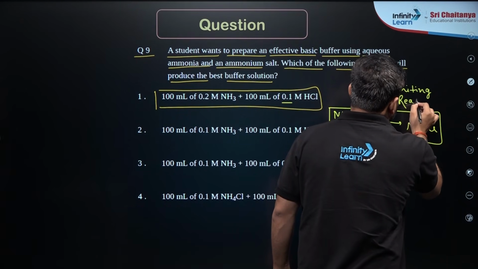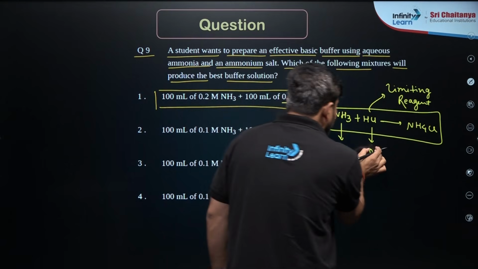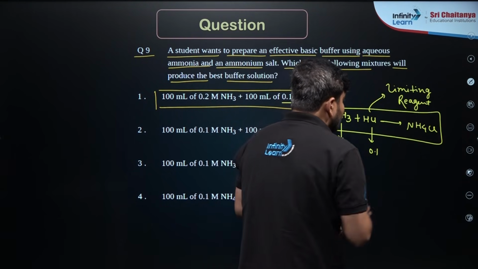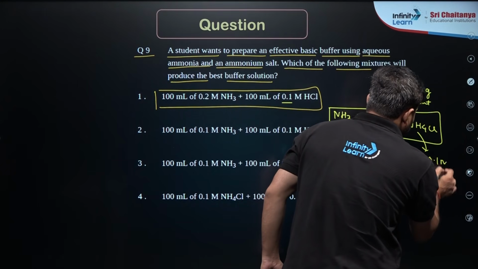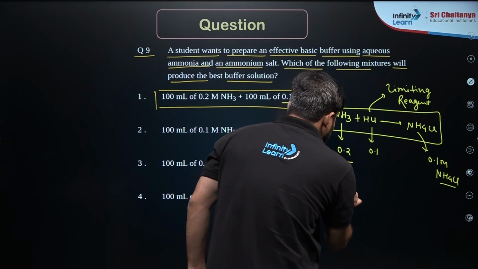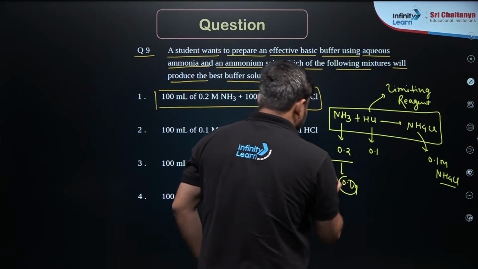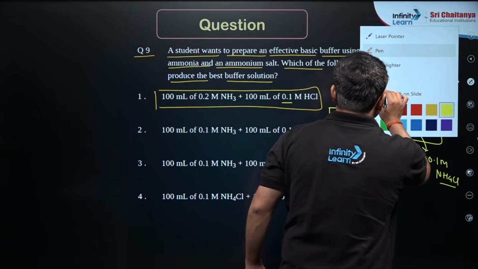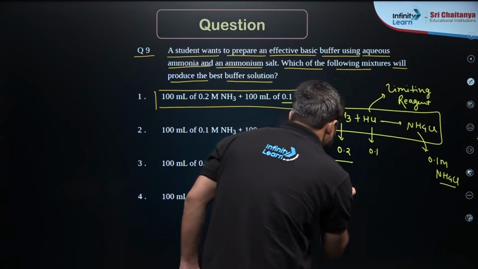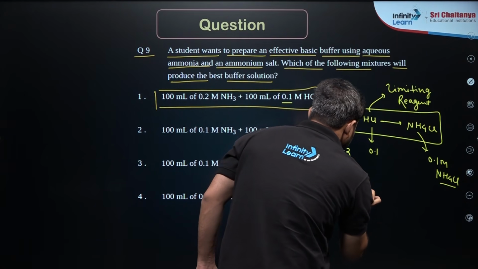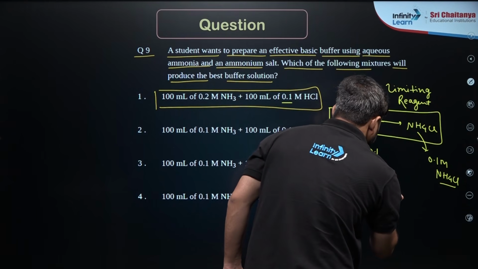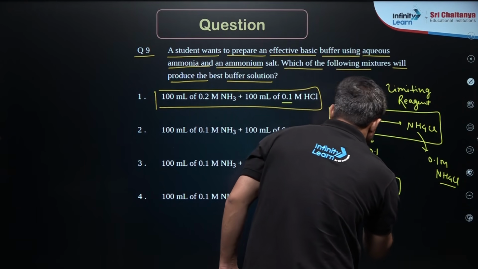If it is the limiting reagent, 0.1 mole will react with 0.1 mole of ammonia, so it is going to convert into only 0.1 mole of NH4Cl. Then the remaining 0.1 mole of ammonia will again react with NH4Cl, making the buffer condition like this.